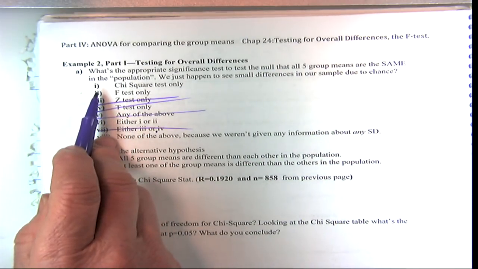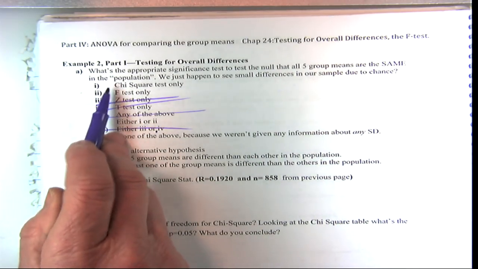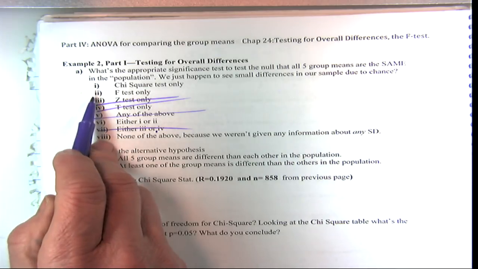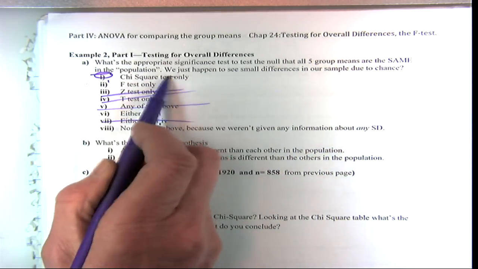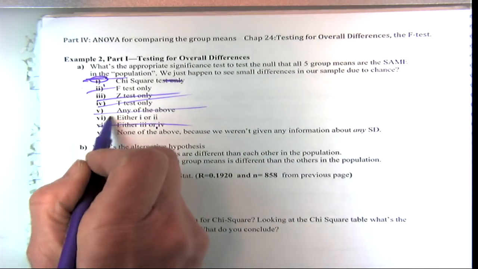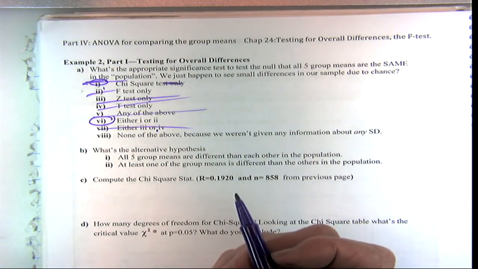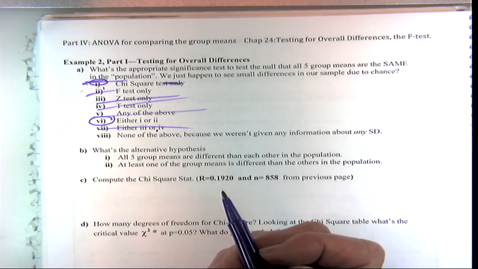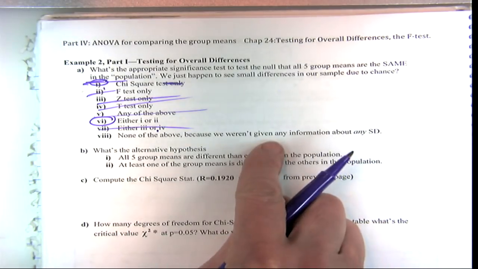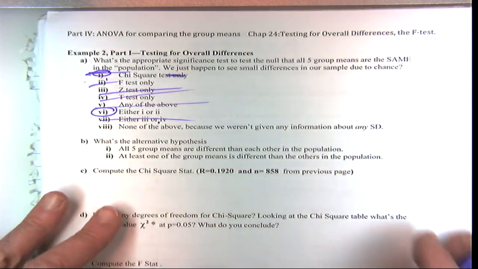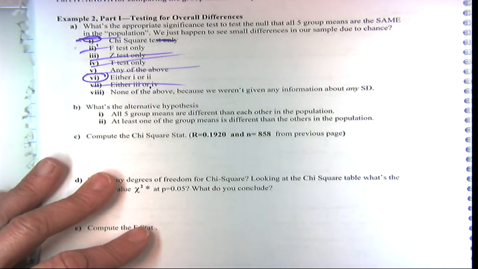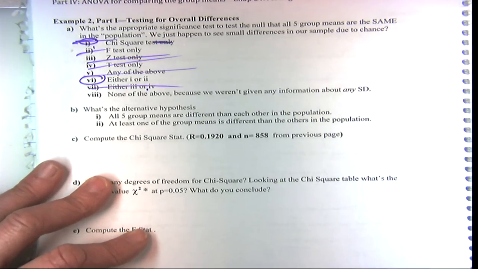Now, we have 858 people. That's a huge sample size. So I think we could do either of them. The only part is what eliminates that. So either 1 or 2. We don't need anything except r squared. What do we need? We just need r squared and n, and the number of groups.